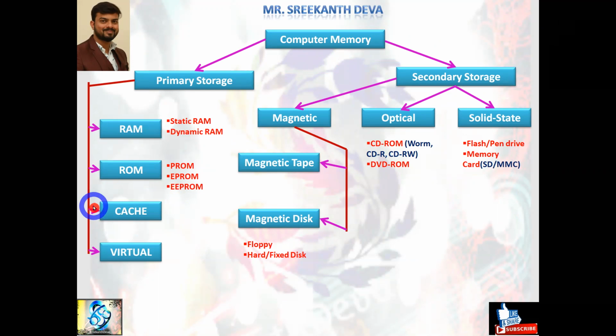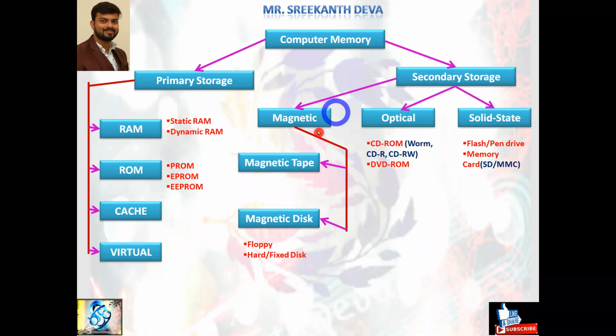See, coming to the ROM, it is again categorized by what? PROM, EPROM, and EEPROM. PROM stands for Programmable Read-Only Memory. EPROM stands for Erasable Programmable Read-Only Memory. EEPROM stands for Electrically Erasable Programmable Read-Only Memory. Don't worry, we'll discuss all these things in detail in the coming sessions.